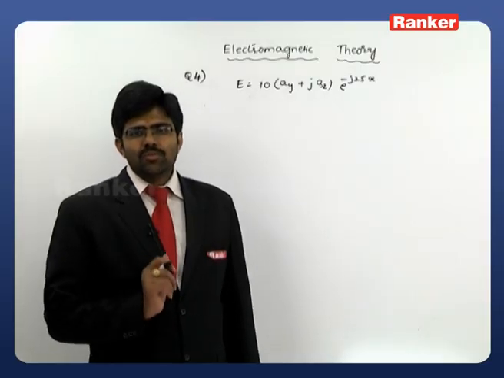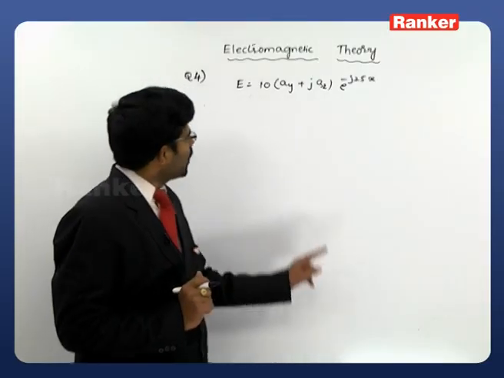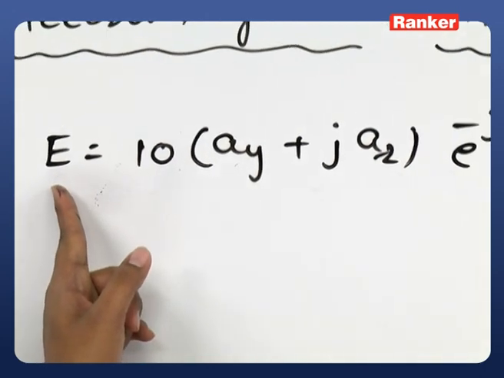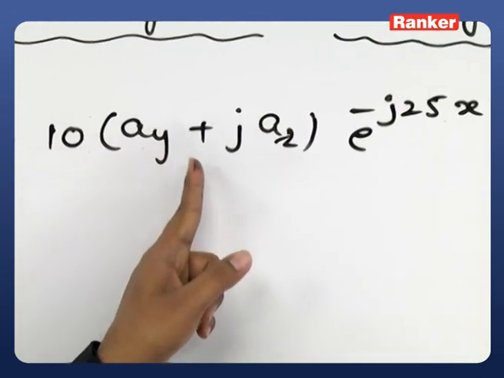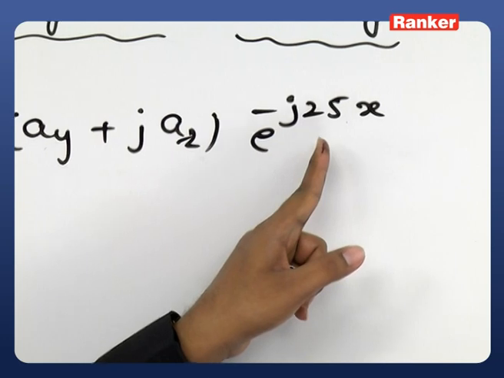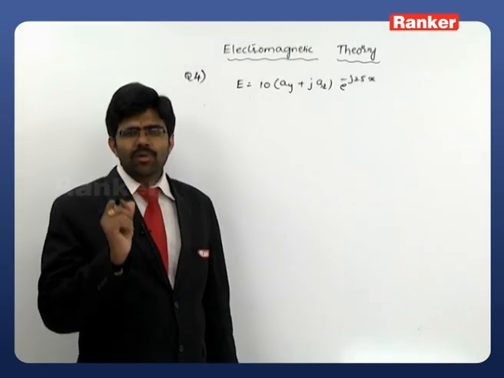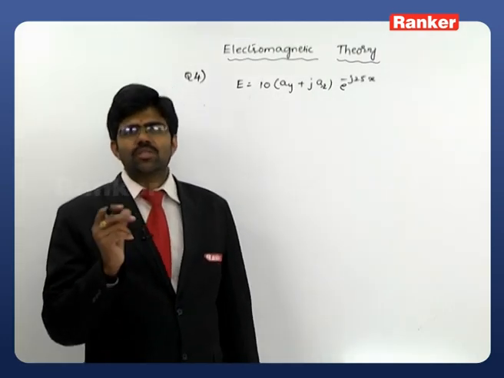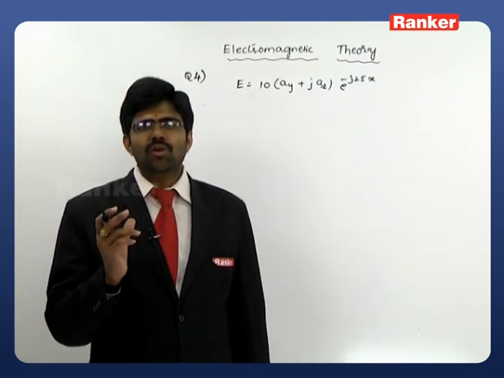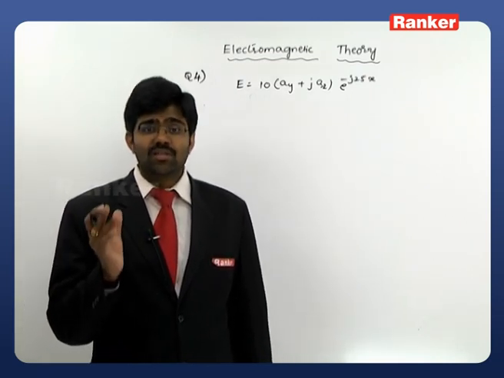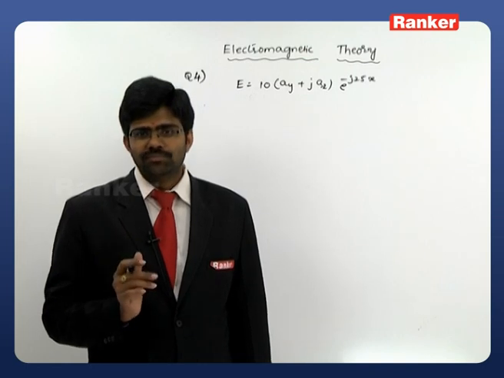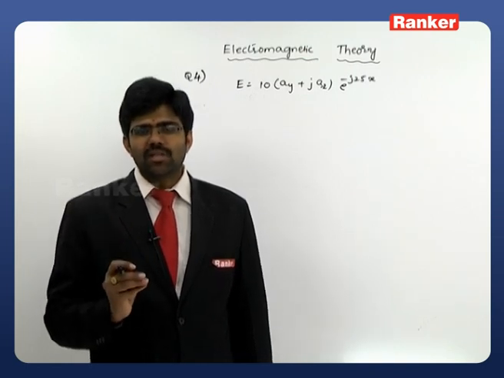Now here clearly observe what is the quantity which is given to us. The quantity given to us is the electric field intensity, 10 ay plus j az e power minus j 25x. And in the problem he mentioned clearly that it is travelling in positive x direction. And he asked to observe what is the type of polarization and what is the frequency of our wave. To observe this, we have a simple procedure, we will discuss that.